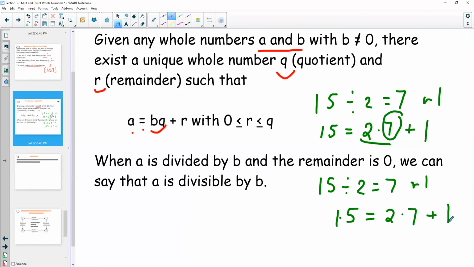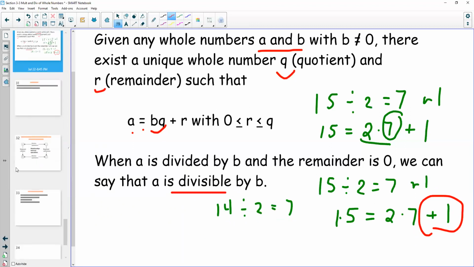Okay? When A is divided by B and the remainder is 0, we don't care about this remainder. And technically, we can say that A is divisible by B. So if I had 14 instead of 15, all I would get was 7, right? Because 14 is even. 14 is divisible by 2.